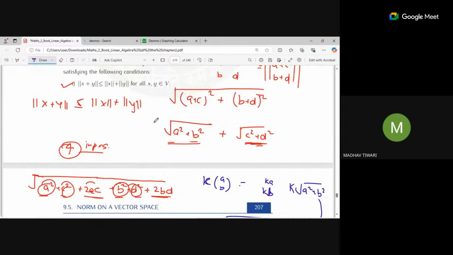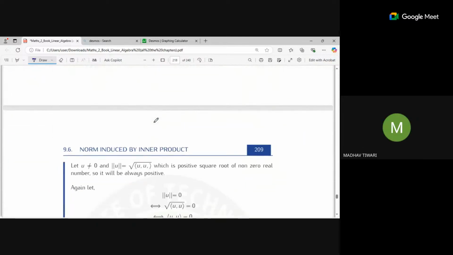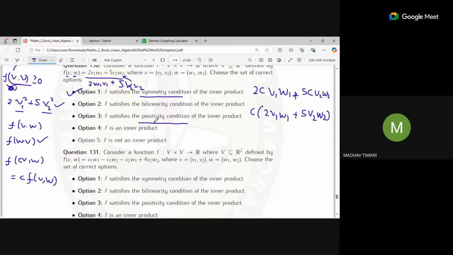The symmetric condition means if we do VW, then it should be equal to WV. Sir, in this one you have mentioned f of CV comma W. Since you have taken the property of the transformation, shouldn't it be CV comma CW inside? No, it should not be.